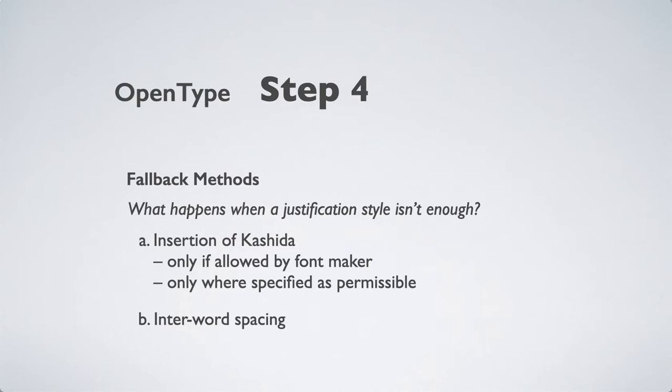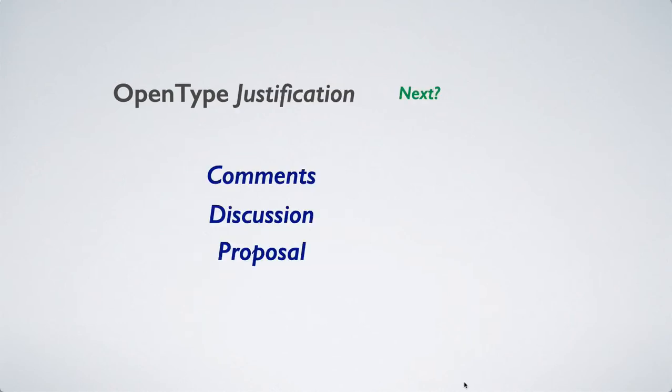Second, interword spacing is a very simple method of adjusting for small differences and spreading it out over the whole line. So with these 2 methods, even if only one of them is allowed, it should be possible to achieve full justification. Now, this is just the beginning. What comes next?